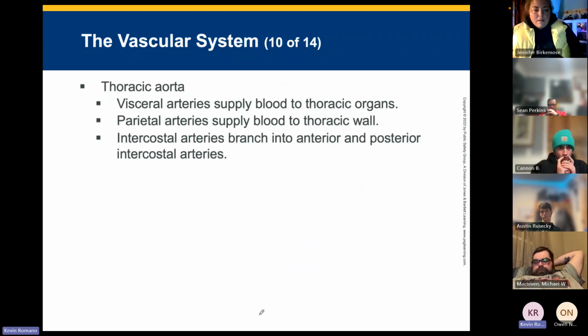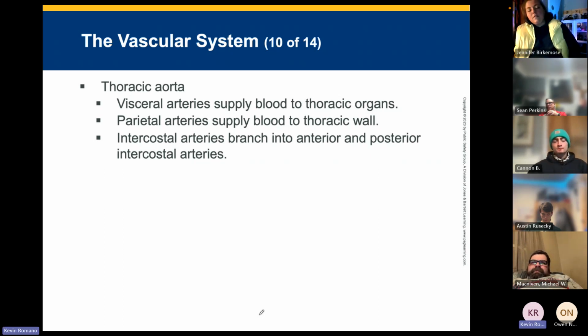The thoracic artery is made up of the visceral arteries and the parietal arteries. The visceral arteries supply blood to the thoracic organs. Kind of important to keep those oxygenated. I just lost my train of thought. It's very important to make sure we keep these things oxygenated, right?